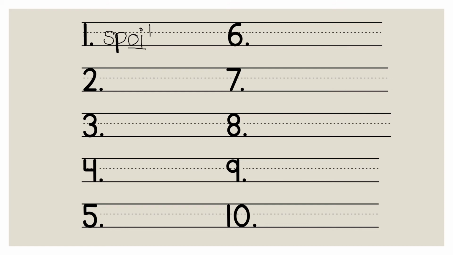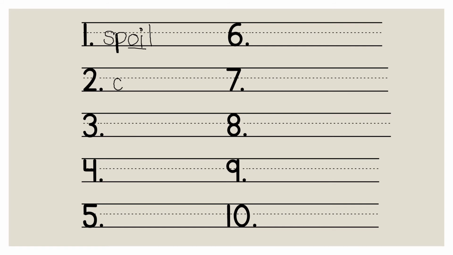Spoil, and I hear an L at the end. Spoil. Next word is coin. Coin. That starts with a C. If you accidentally wrote a K, you can cross it off or you can erase it.